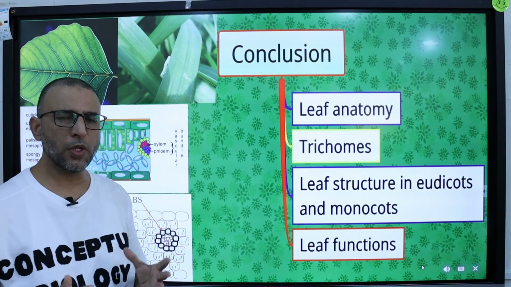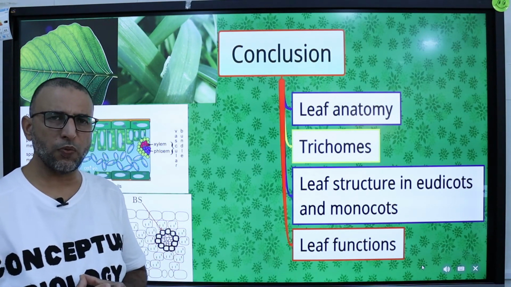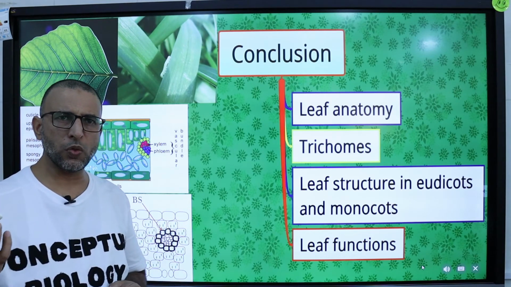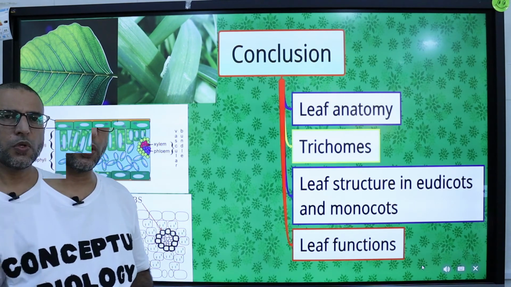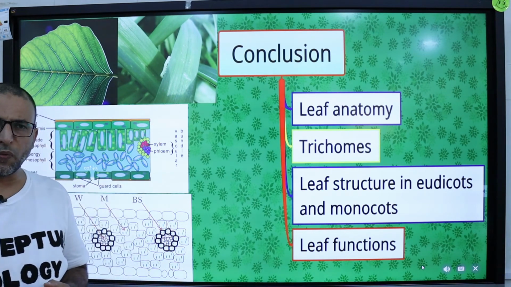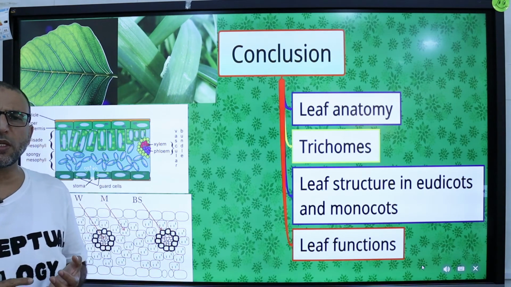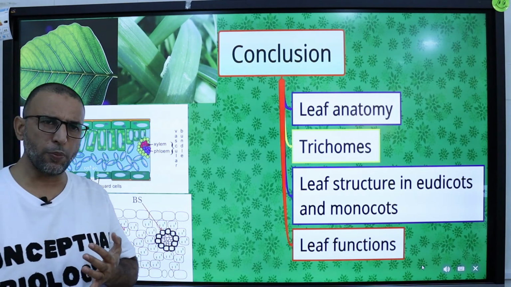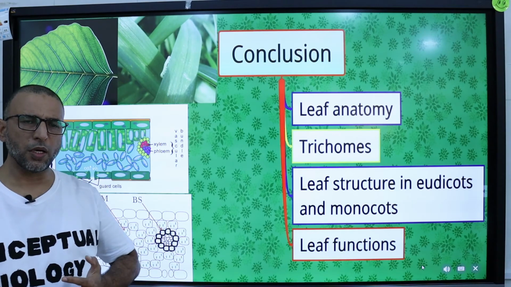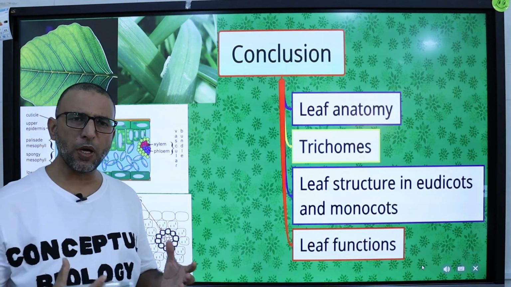To sum up, the broad flat portion of a leaf is called blade, and the stalk that attaches the blade to the stem is called petiole. Some leaves also have stipules, which are leaf-like outgrowths usually present in pairs at the base of the petiole. Leaves without petiole are said to be sessile. Now, the leaves may be simple or compound.